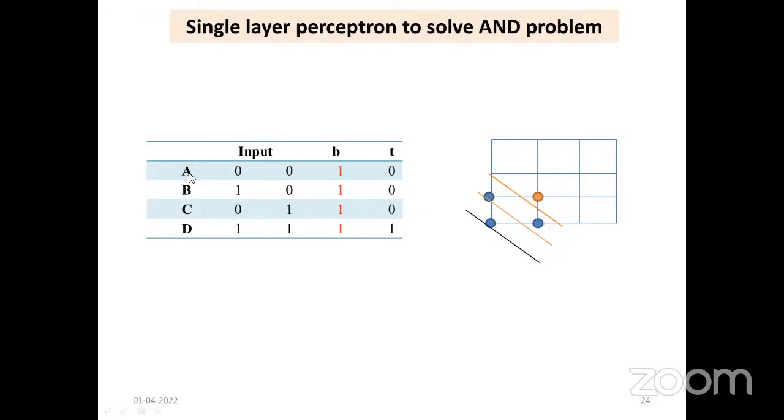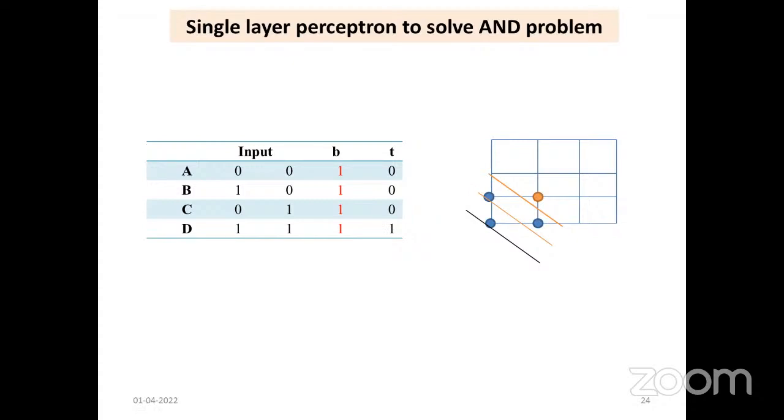You see here the A (0,0), so say this is the origin, 0 0 is here. 1 0 is here, right? So C (0,1), so 0 1 is here. Then 1 1 is here, right? If you see carefully, it's a linearly solvable problem.